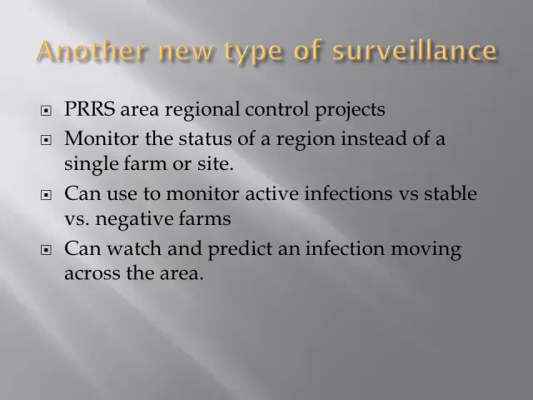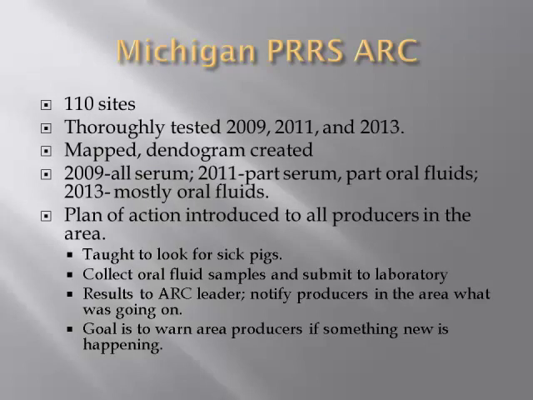And we can look for infection moving across the area, and I'll give you a specific example of that. Our Michigan PRRS Area Region Control project was the second one funded by the PRRS CAP money. It's not a big area compared to other areas of the country, but we had 110 sites. We thoroughly tested those herds in 2009, 2011, and 2013. That's not to say we didn't do diagnostics in between, but we did those three major tests and tried to get every herd if we could.